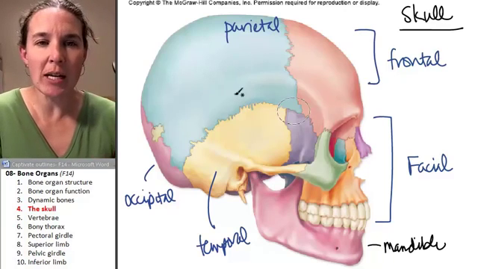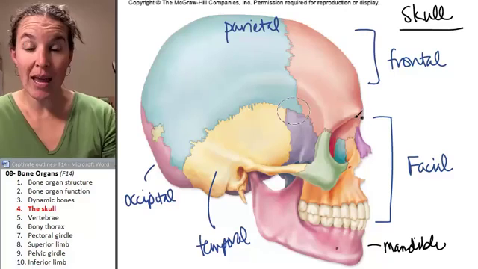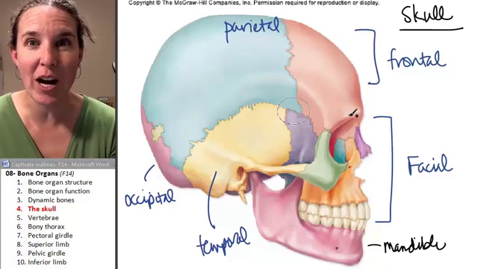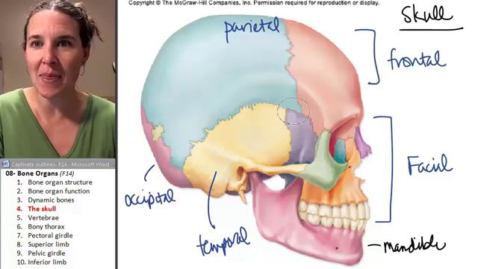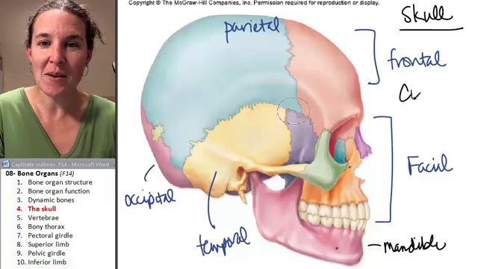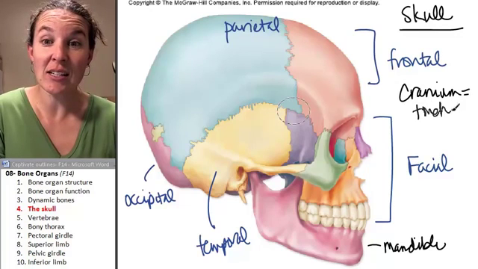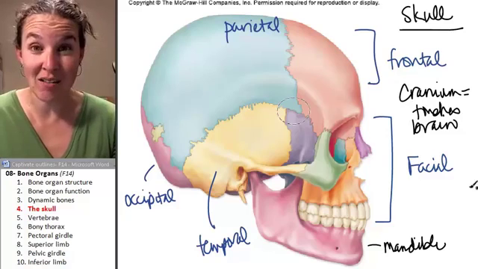Cranium. The cranium, anything that touches brain is cranium. So the skull includes the cranium and the mandible. Cranium touches brain. So there's a bunch of bones in there that touch the brain.